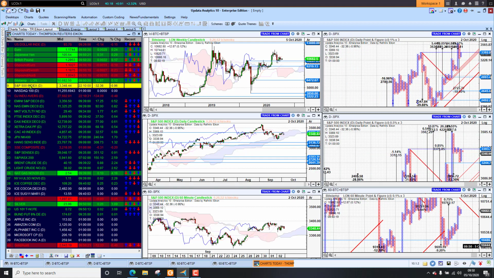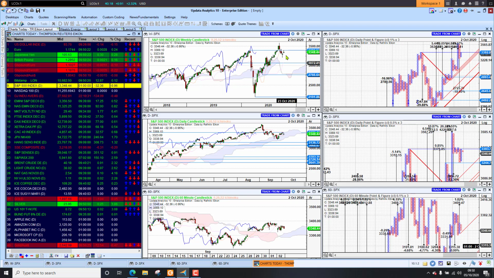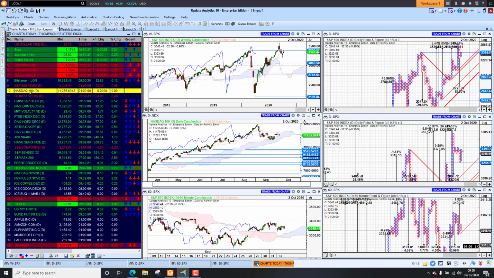S&P 500 index, the US market was down 1% on Friday. That gave us a pretty bad end to the week. So we've got this weekly candle there. We need to now just watch whether we can hold this cloud support. We did move back into bullish territory in the week, but Friday was a little bit of a disappointment.